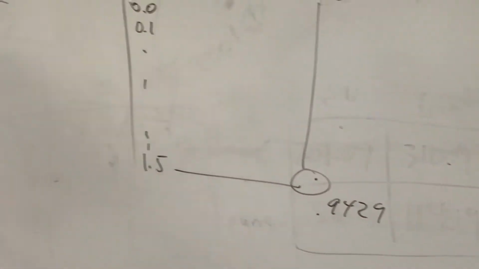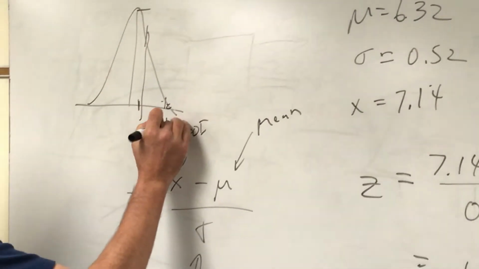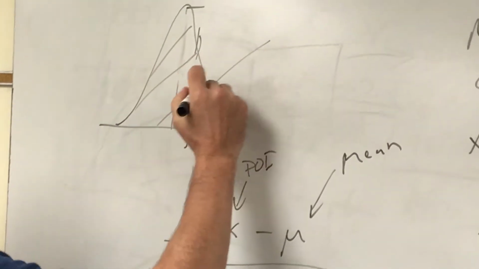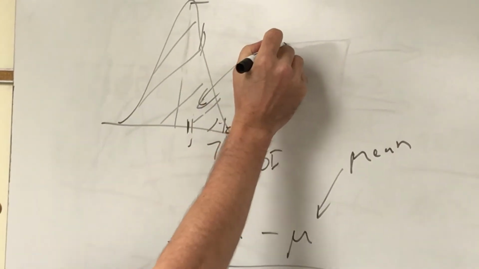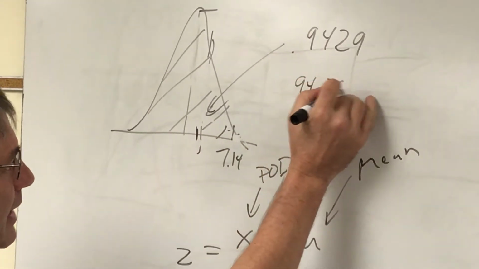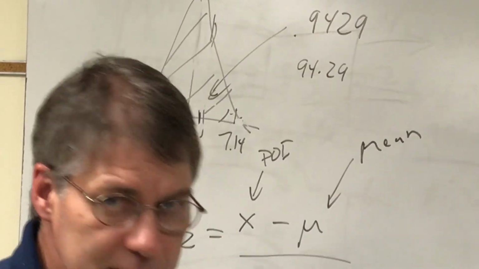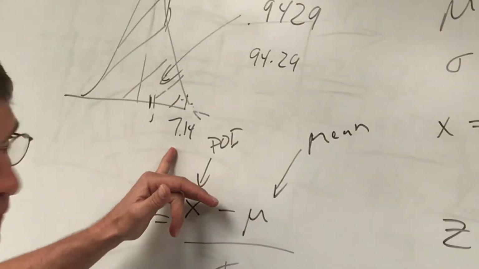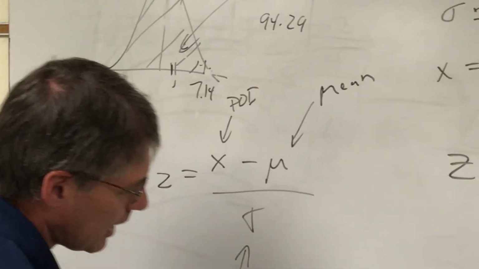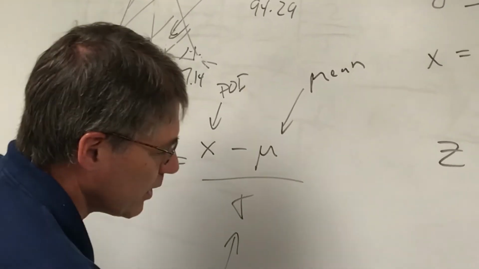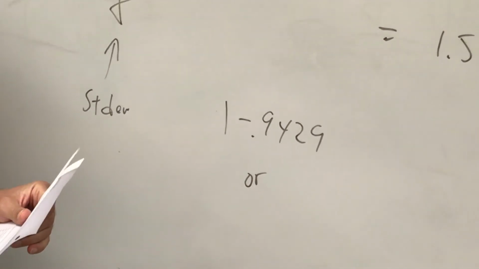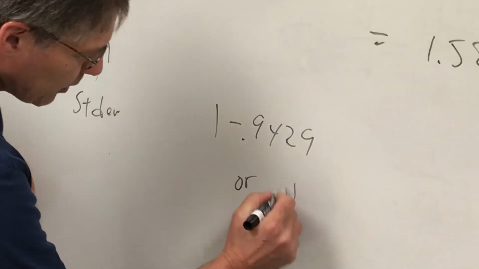Now what that's telling me is that for 7.14, the area underneath, the shaded area, turns out to be 0.9429, okay? Or 94.29%. That tells me 94.29% of my population will be 7.14 or less. Conversely, since the area underneath the normal curve is 1, I know the probability of going greater than 7.14 is equal to 1 minus 0.9429, or 5.71%.